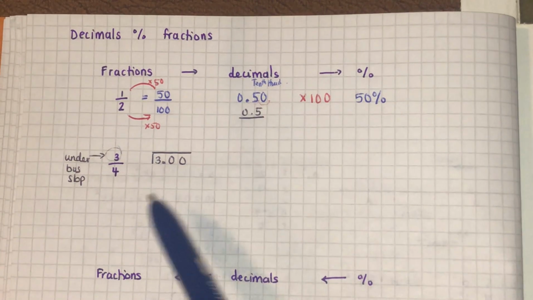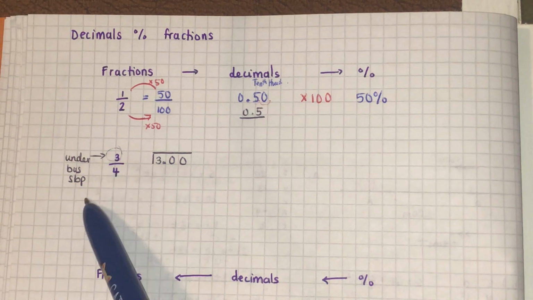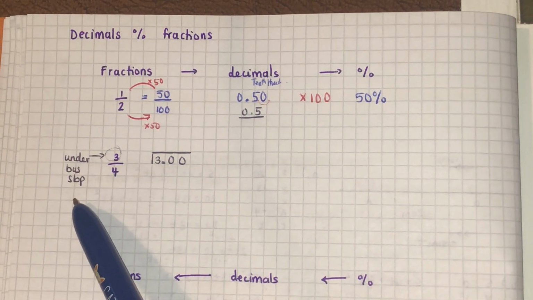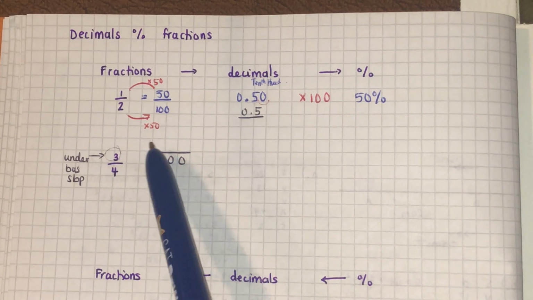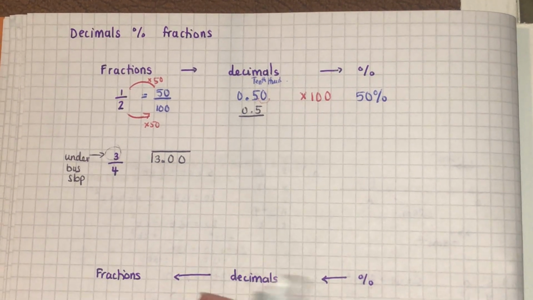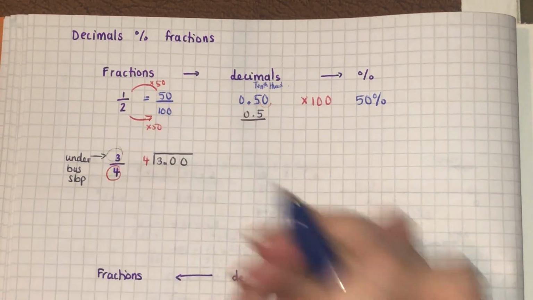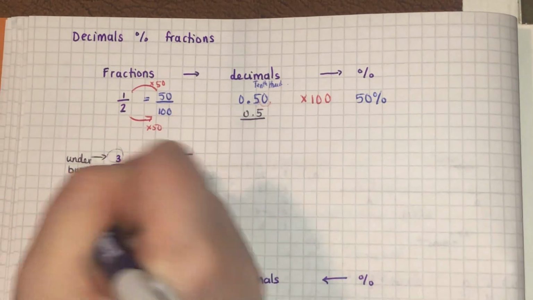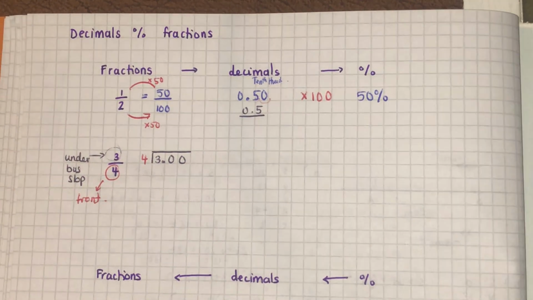The reason why I do that is because 4 doesn't go into 3, which is why it's currently a fraction as it is already. So I need some extra zeros because the answer I'm going to get is going to be a decimal that is less than 1. The number on the bottom, so the denominator, goes at the front. And then we just use bus stop.